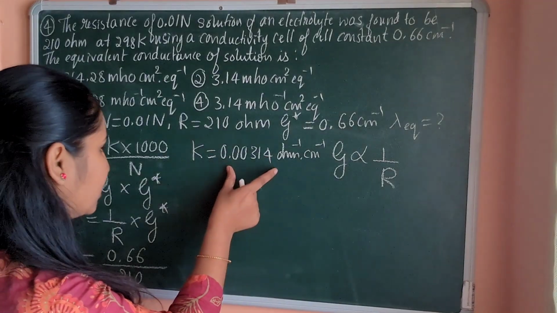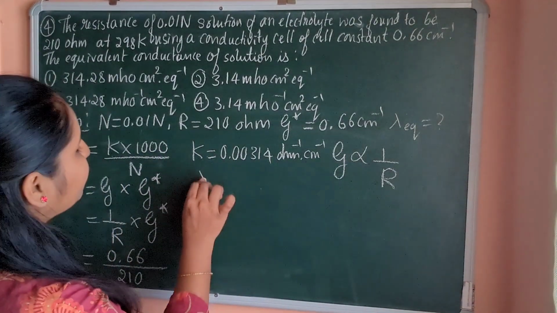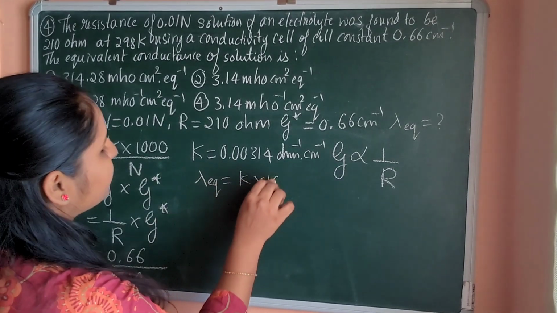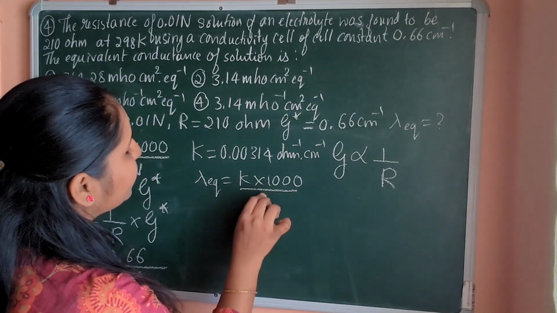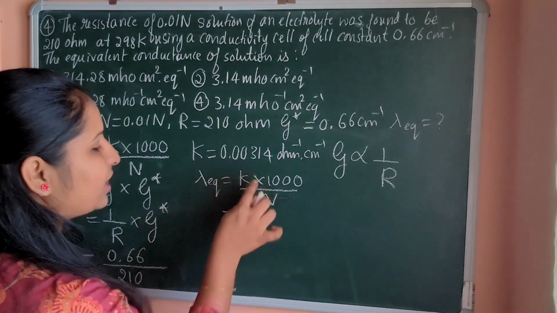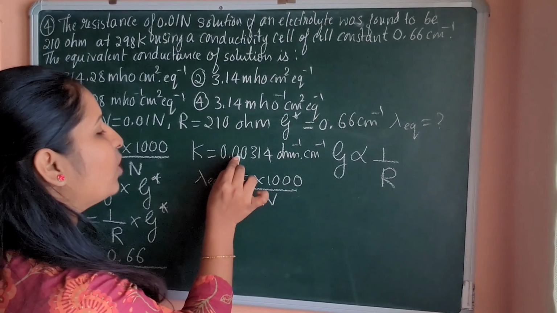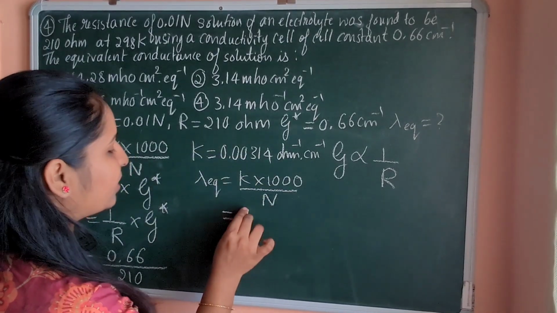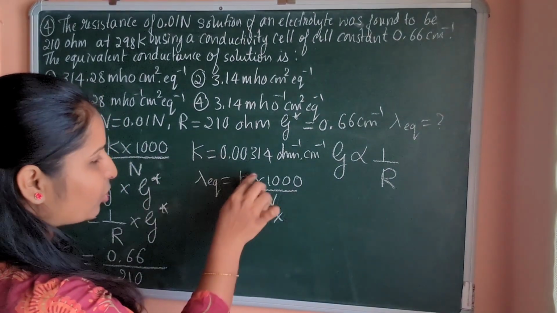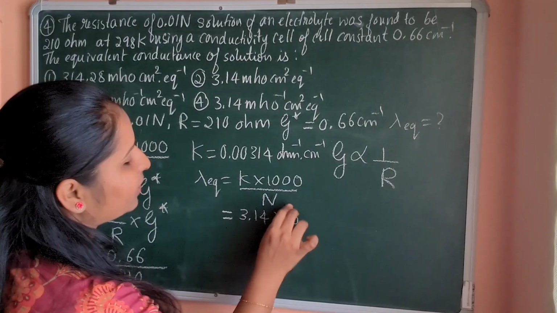Then, as I have got the K value, I can solve for the equivalent conductance now. I'll write the formula once again: lambda EQ is equal to K into 1000 upon N. We have the K value here. I'll shift the decimal point 1, 2, 3 units to the right, then it becomes 3.14, so it becomes 10 to the power minus 3.